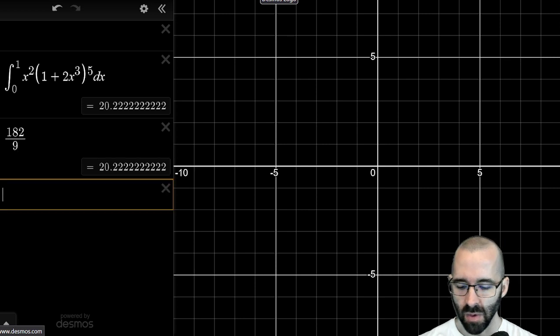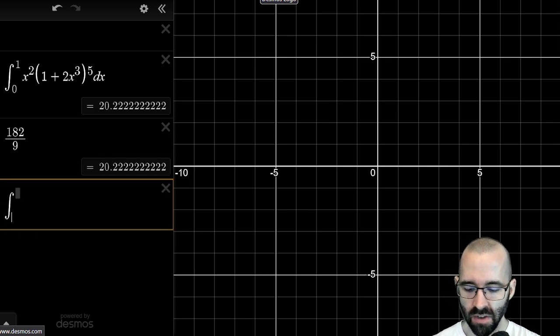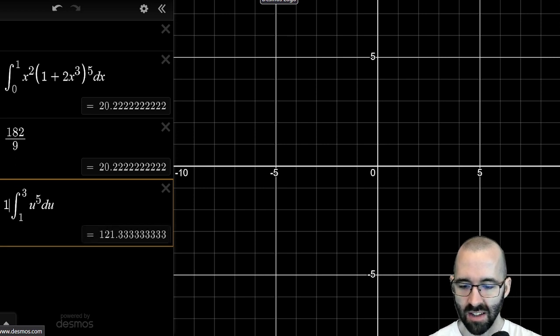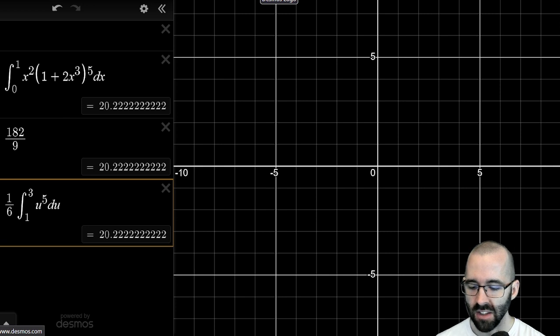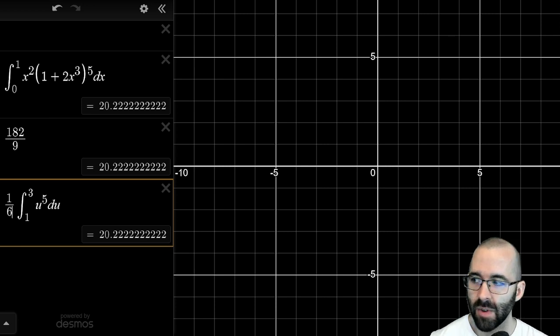Also, you can see this another way. You can write our new integral, the integral from 1 to 3 of just u to the 5th du with a 1/6 out in front. So this is what our integral looked like with substitution, which again is also the same value. Okay, so a bunch of different ways of checking your answer along the way.